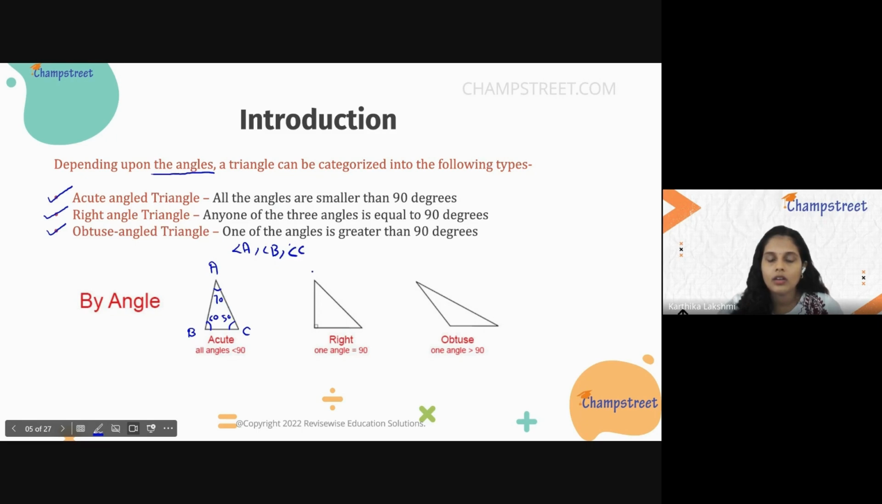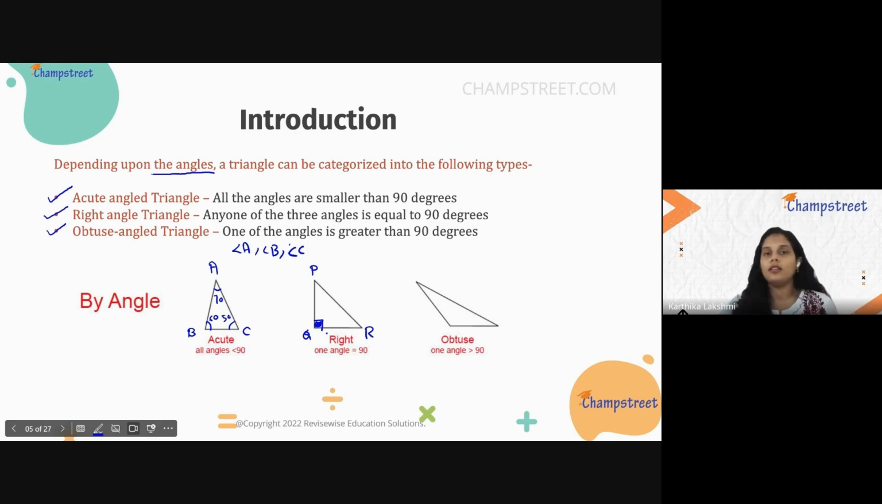For example, here is a triangle called PQR. It's a right angle triangle, where one angle is equal to 90 degrees. This notation is used to represent the 90 degree angle only. So any one of the three angles is equal to 90 degrees.